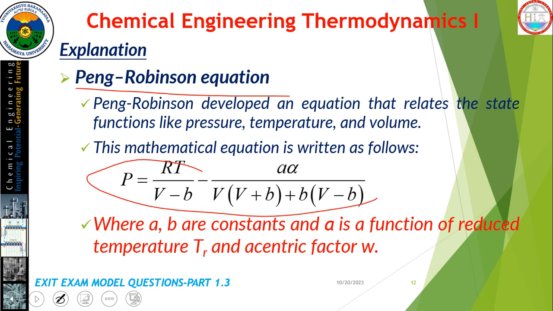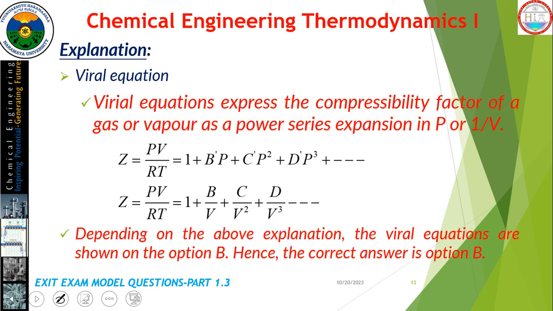This is called the Peng-Robinson equation, where A and B are constants and alpha is written as a function of the reduced temperature and the eccentric factor. So this is the Peng-Robinson equation. The last one is the Virial equation.